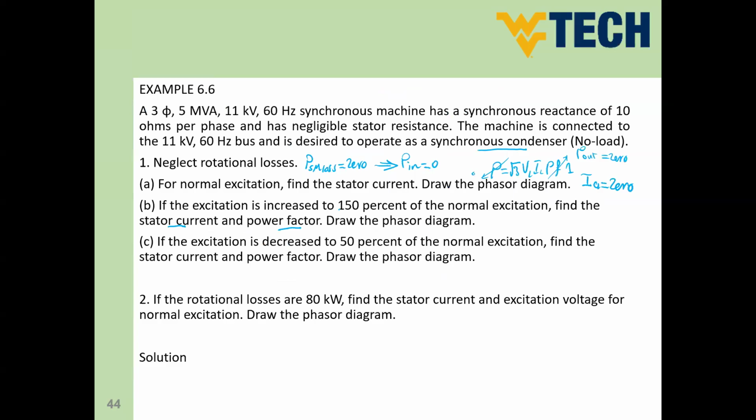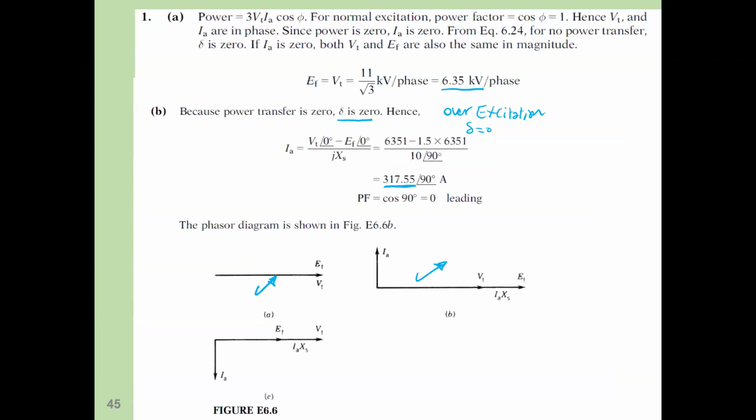Part C, if the excitation is decreased to 50% compared to the normal excitation. So this is now 50% of part A, so the new value is 0.5 times the value in part A. Find the stator current and power factor and draw the phasor diagram also. We are going to repeat the same, but in case of decreasing the excitation by 50%. So instead of minus 1.5, it's going to be minus 0.5 only, and repeat the solution again.